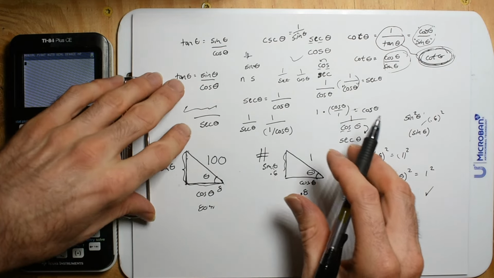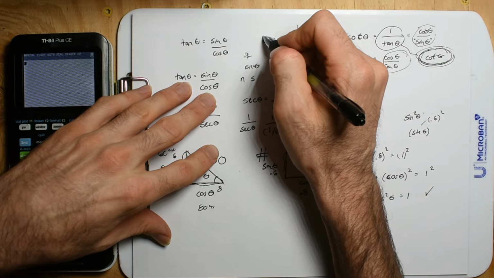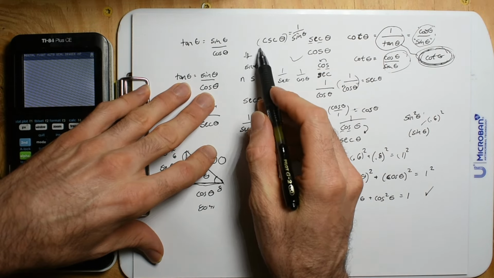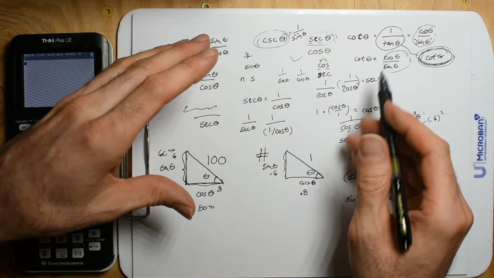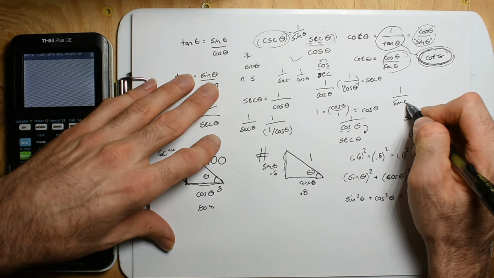You should go look online and be like, hey, what's a problem that involves secant theta? What's a problem that involves cosecant theta, and why? Why 1 divided by sine theta?